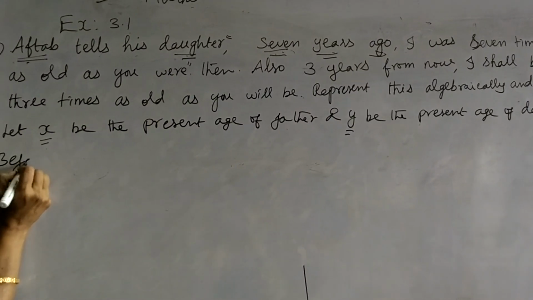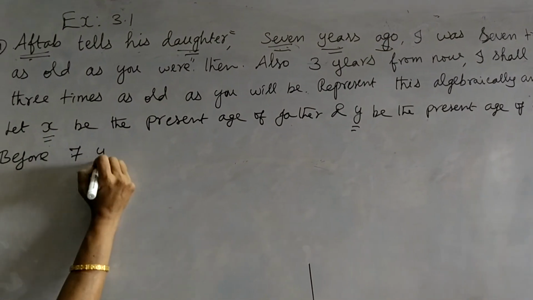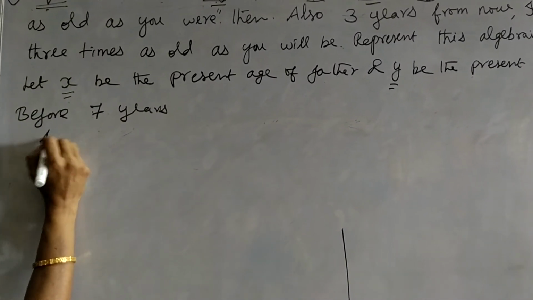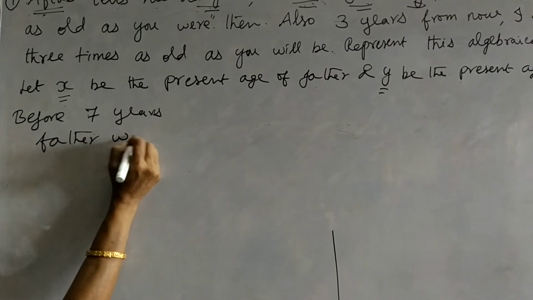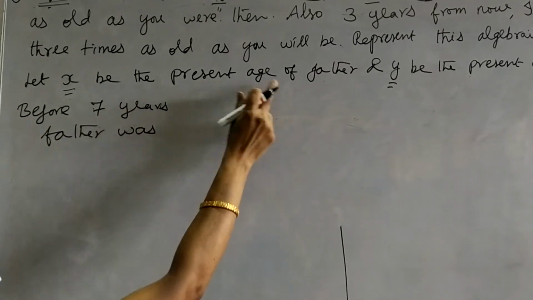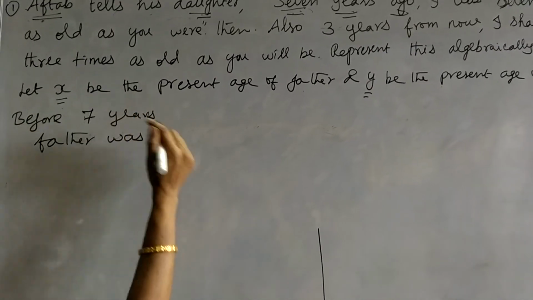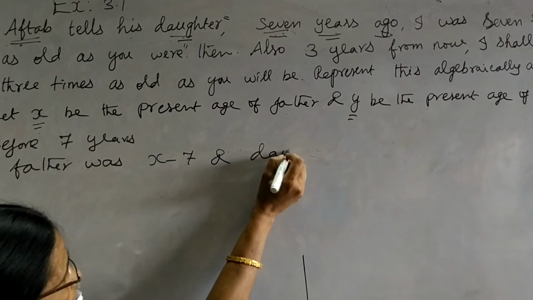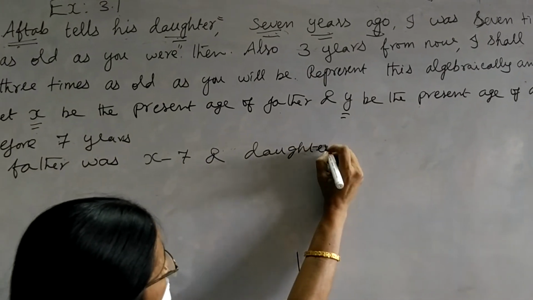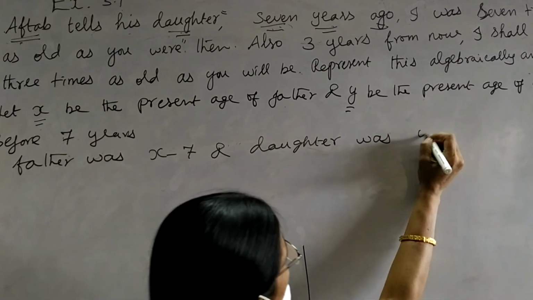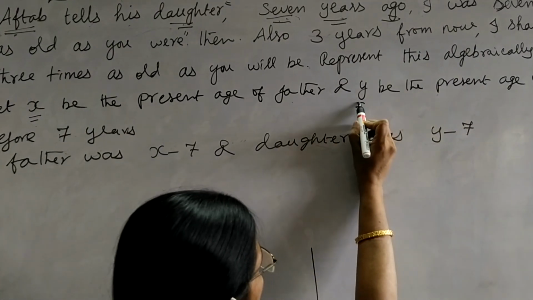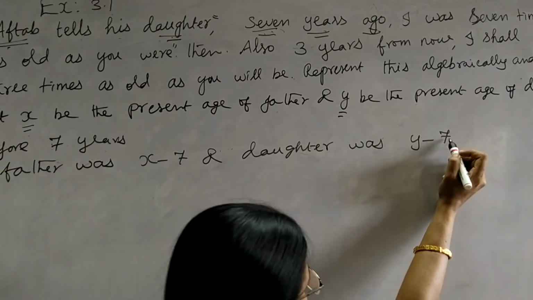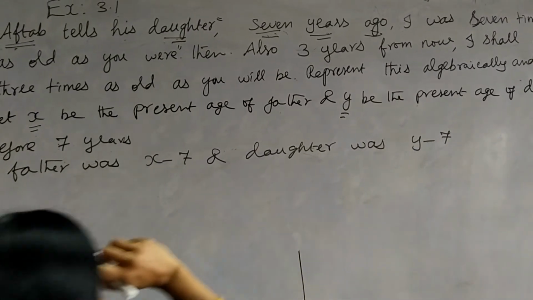Before 7 years, how many years old was the father? Present age minus 7 years. So father was x minus 7 and daughter was y minus 7. The present age of the daughter is y. We are finding the age before 7 years, therefore we subtract 7.